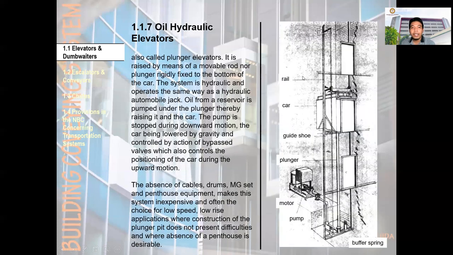Okay. So next we have the oil hydraulic elevators, also called plunger elevators. It is raised by means of a movable rod or plunger rigidly fixed to the bottom of the car. The system is hydraulic and operates the same way as a hydraulic automobile jack. Oil from the reservoir is pumped under the plunger, thereby raising it and the car. The pump is stopped during downward motion, the car being lowered by gravity and controlled by action of a bypass valve, which also controls the position of the car during the upward motion.